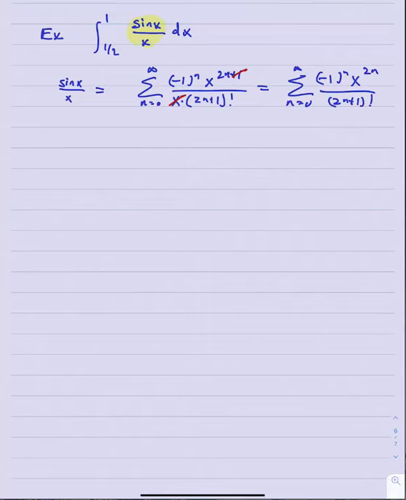It leaves me the infinite series, n equals 0 to infinity, negative 1 to the n x to the 2n over 2n plus 1 factorial. And so that means our problem now becomes one of integrating from 1 half to 1 the infinite series n equals 0 to infinity negative 1 to the n x to the 2n over 2n plus 1 factorial. Okay, what's that? Well, we know that when we integrate term by term, we simply take the antiderivative term by term using the standard power rule for integration of powers of x.